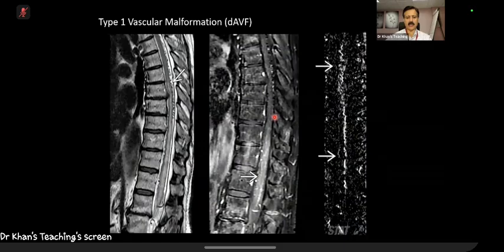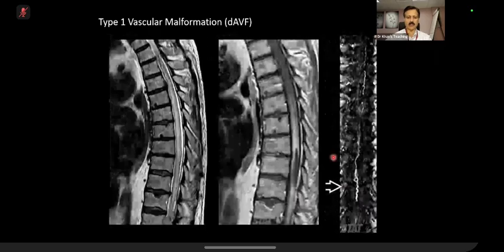Other cases from STAT-DX for dural AV fistula, same thing here. And you can see that the cord signal is increased. Nobody is going to ask you about MRAs or things like that.